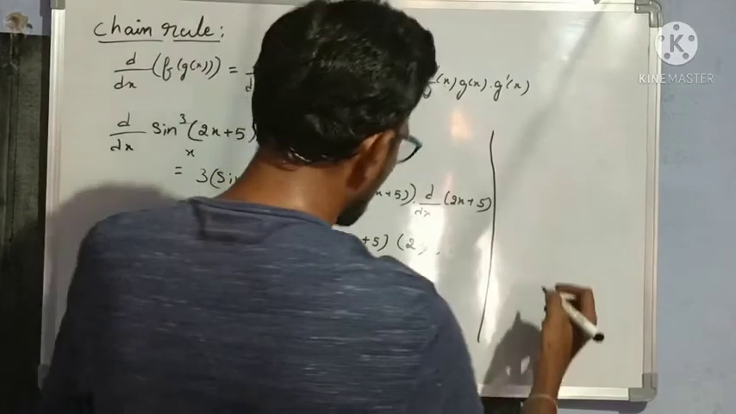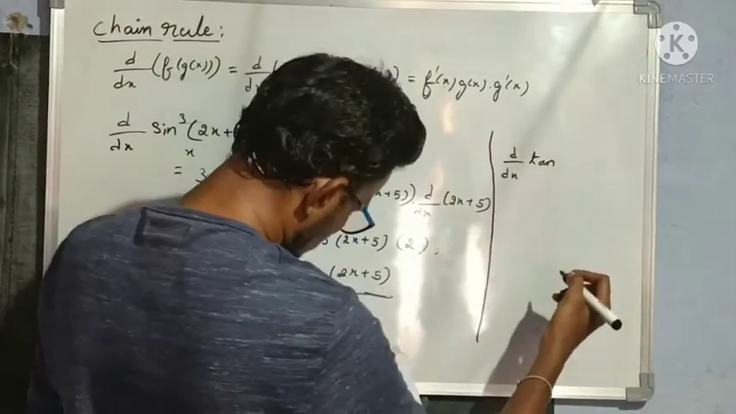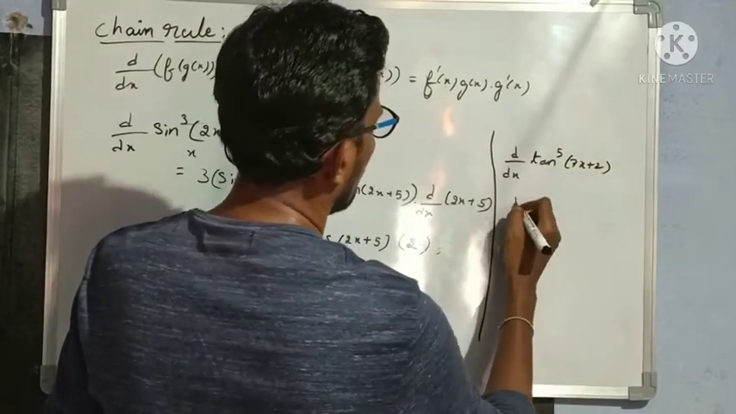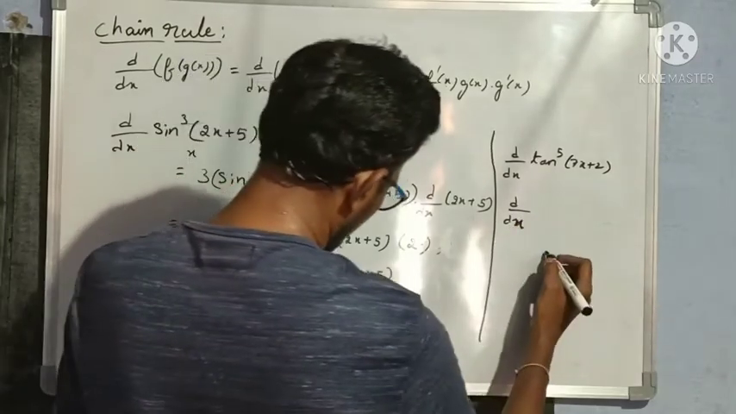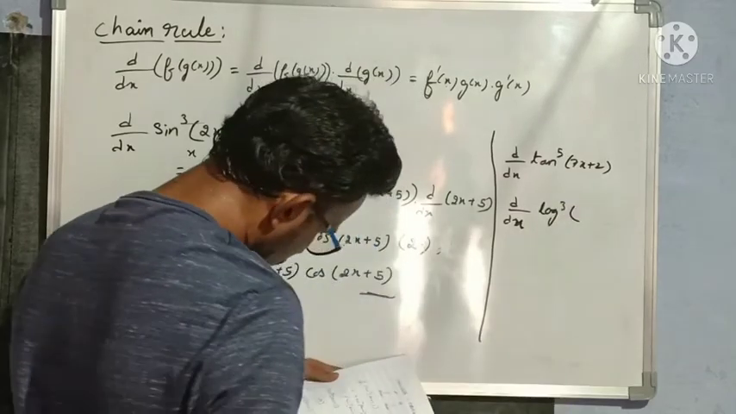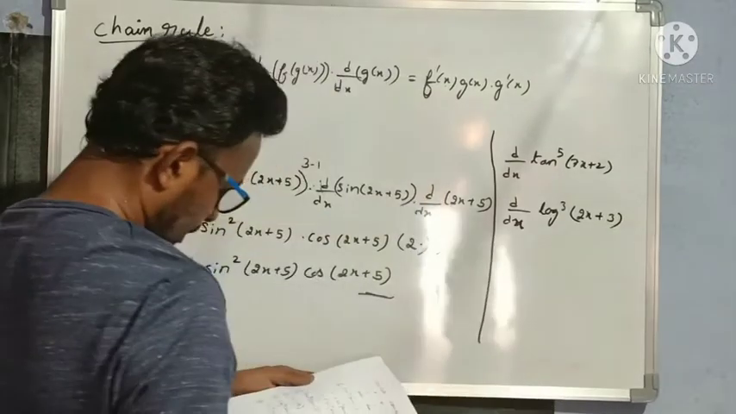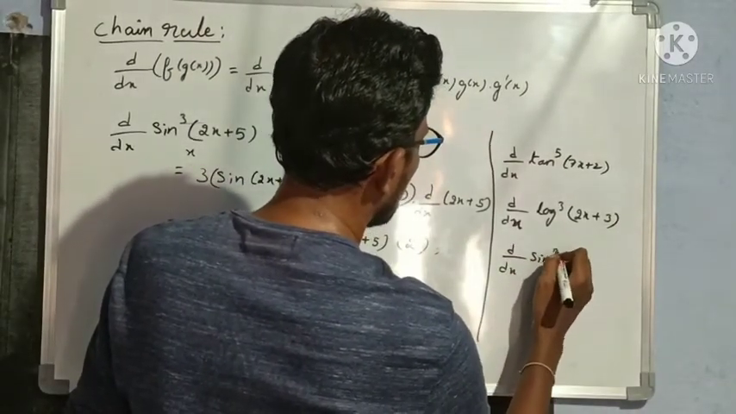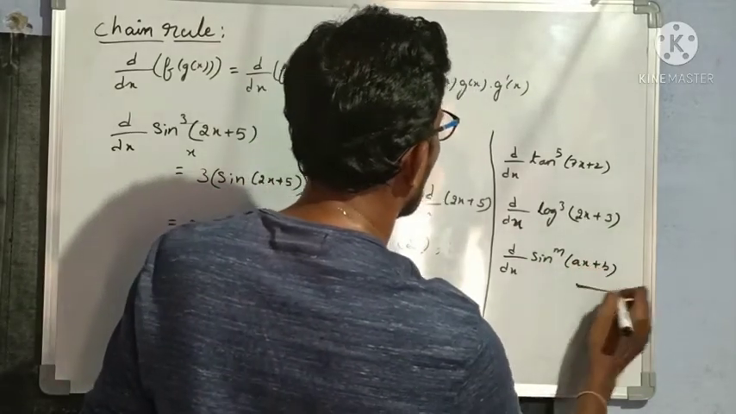So first one is d by dx of tan power 5 of 7x plus 2. Second one is d by dx of log power 3 of 2x plus 3, and d by dx of sin power m of ax plus b. These three are your homework.